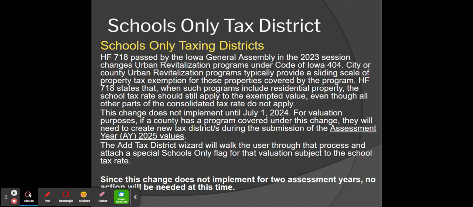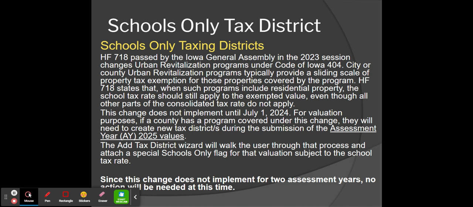So, urban revitalization programs are under Chapter 404 of the Code of Iowa, and essentially they're a development program that creates or provides an abatement to property owners of different types of property for building or improving property in this defined area, right? Oftentimes it's a sliding scale. So they say, okay, homeowners, you build a house in this area and your property taxes will be abated for a certain number of years.